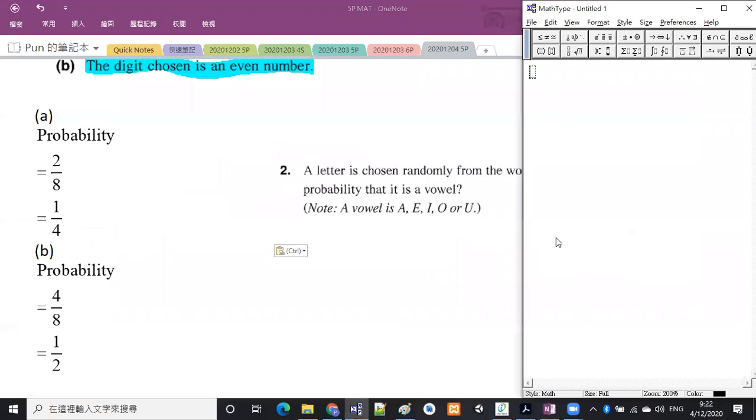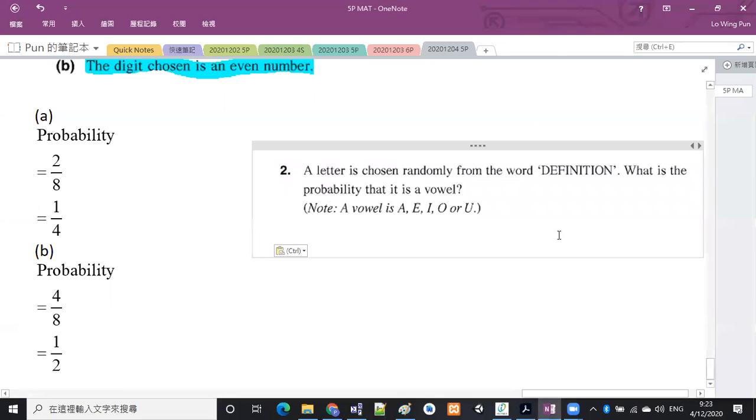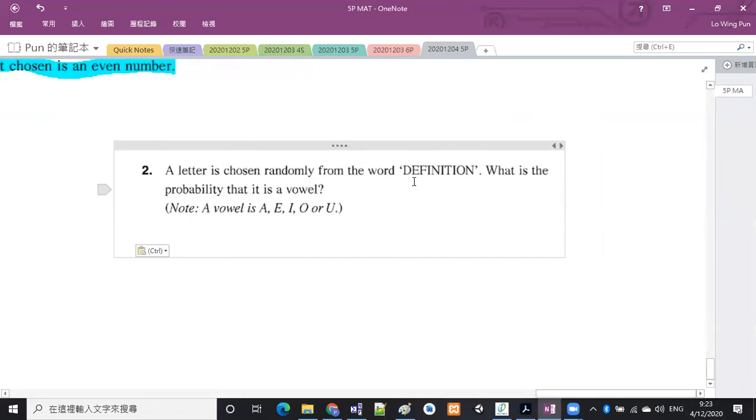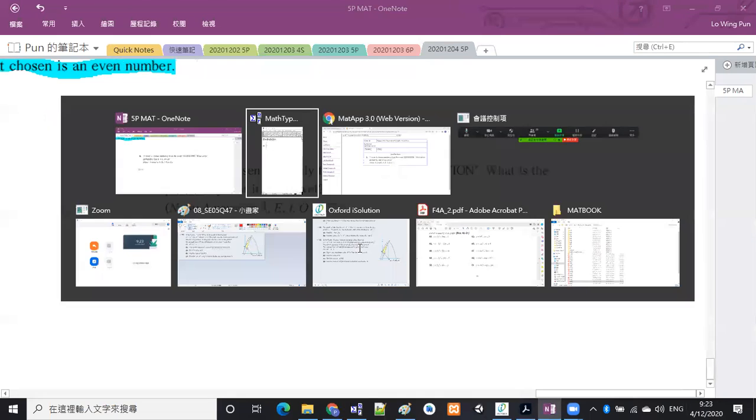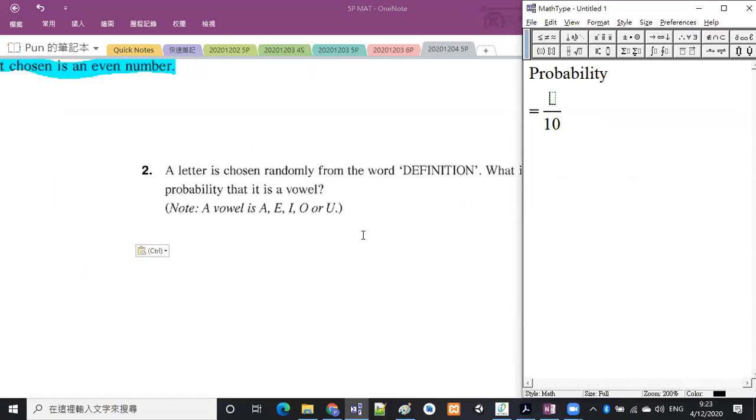So we're going to find the probability. Probability, okay, should be equal to a fraction. Normally, I will count the lower part first, the denominator first, okay? And number of possible outcomes. How many options are there for us to choose here? Okay, how many letters are there? 1, 2, 3, 4, 5, 6, 7, 8, 9, 10. There are 10 letters, right? So the denominator should be equal to 10.